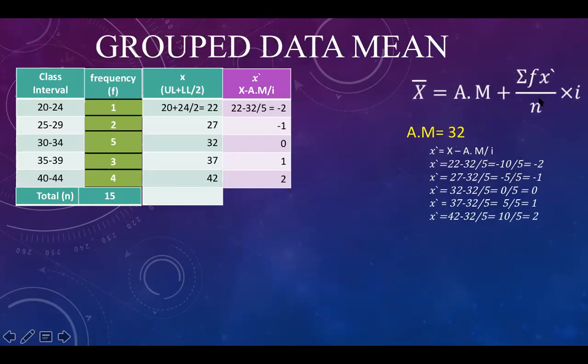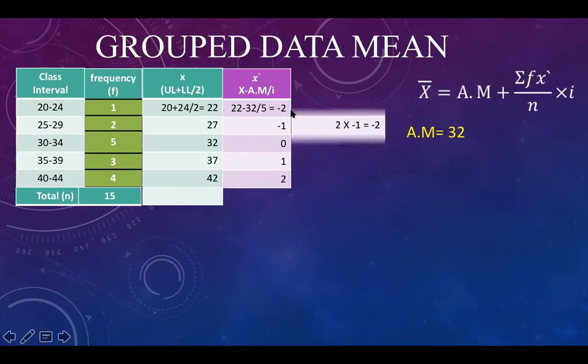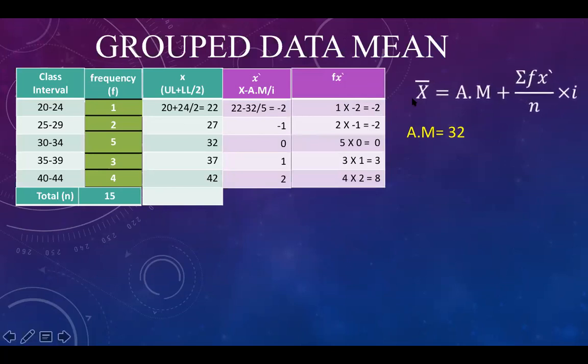And then from the formula, we have to find f into x dash, that means the multiplication of frequencies and deviations. This 1 is the frequency, and it has the deviation minus 2, so this is minus 2. And 2 is the frequency, deviation is minus 1. 2 into minus 1 is minus 2. 5 into 0 is 0. Anything multiplied by 0 is equal to 0. 3 into 1 is 3, and 4 into 2 is 8.